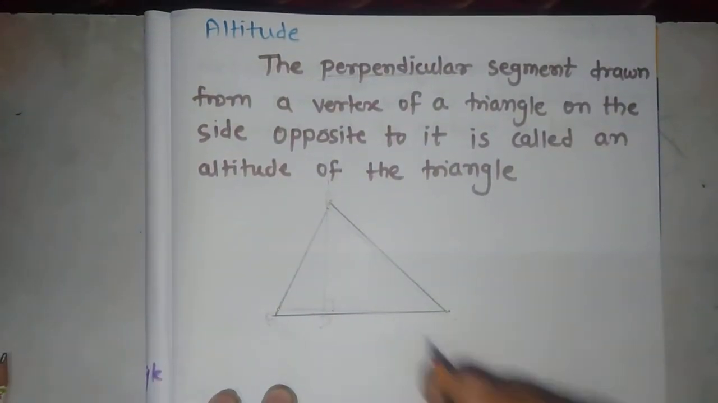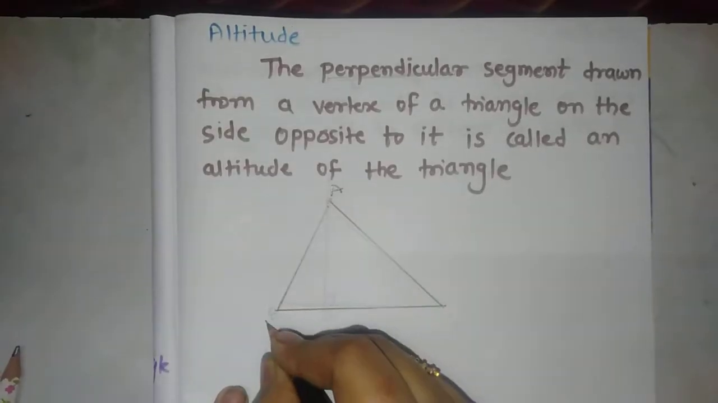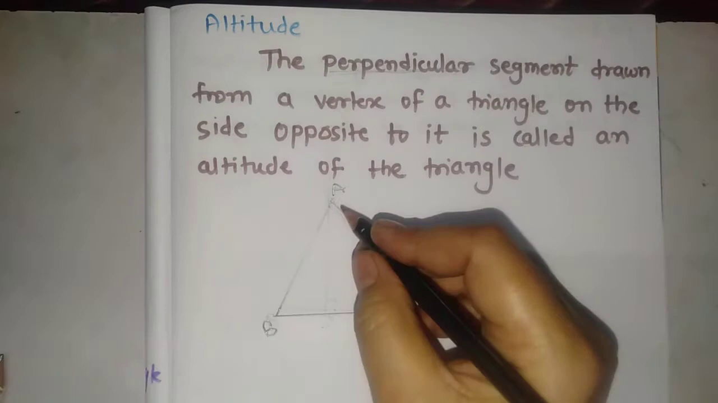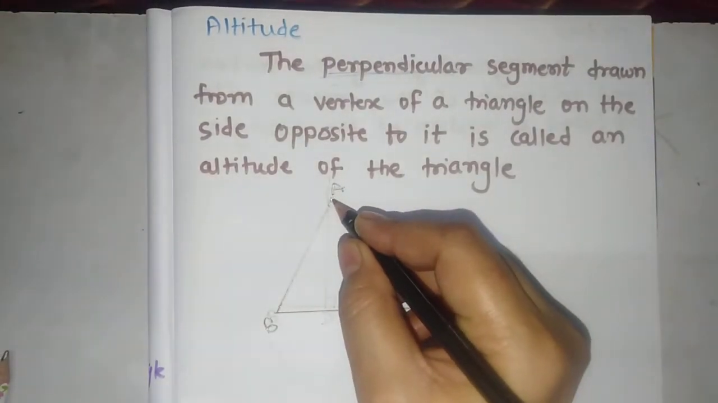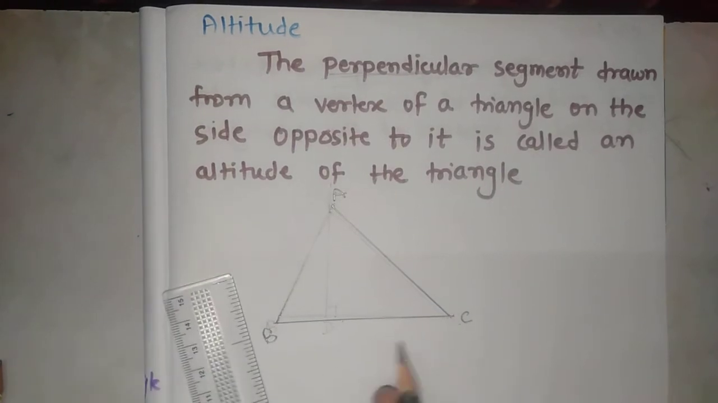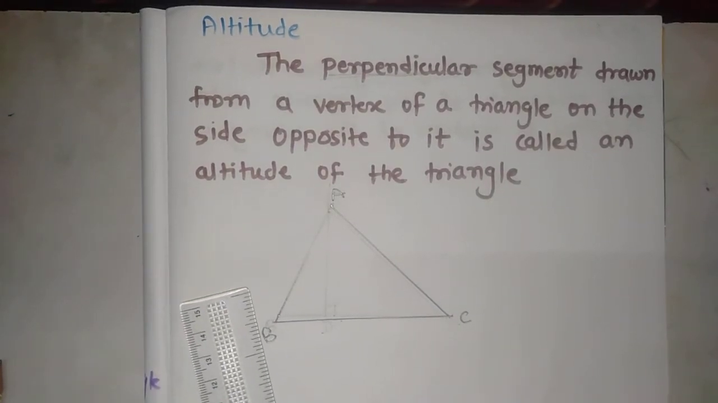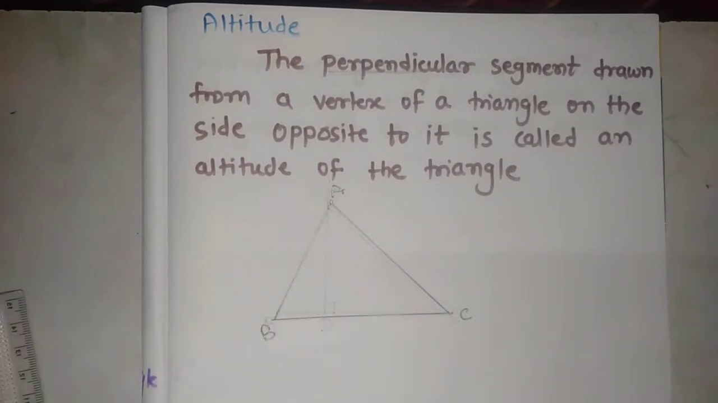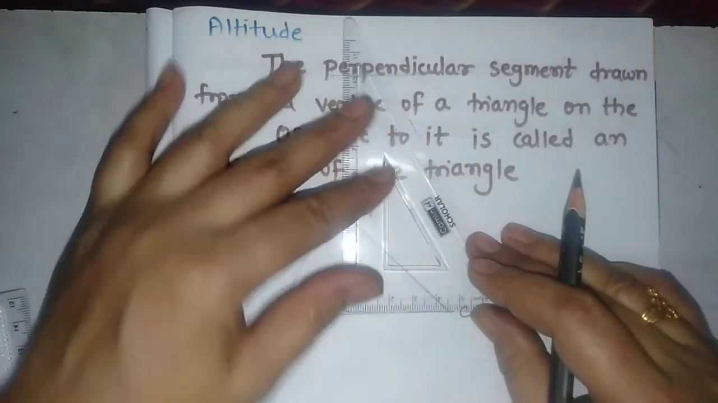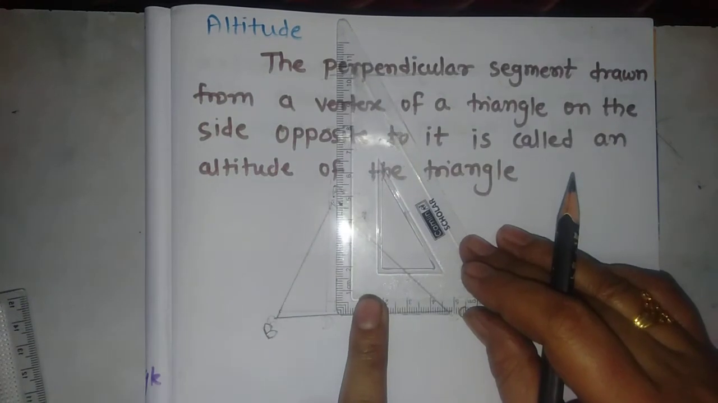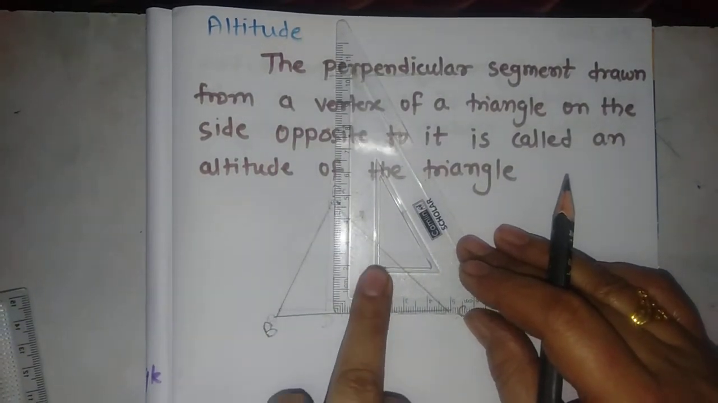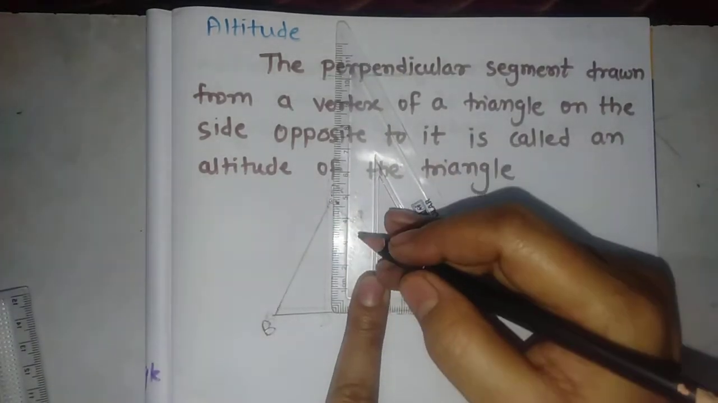Give any labels. Suppose A, B, C. Suppose I want to draw the altitude from A. So what is the opposite side? BC. So the altitude is drawn by using the set square. Put one side of the set square on the side BC and another side of the set square is touched to the point A and draw the line.